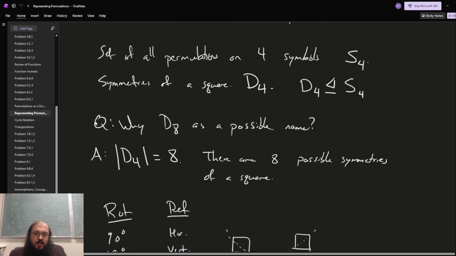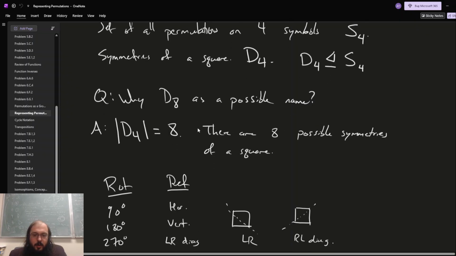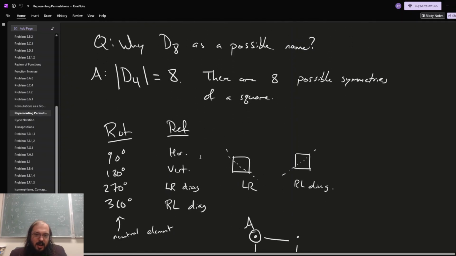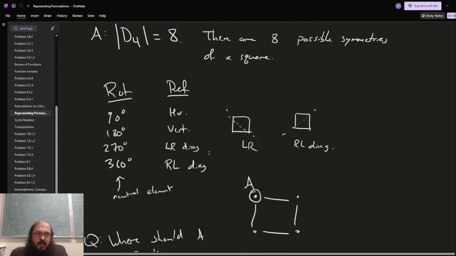So towards this, we have this question, which is why D4 as the symbol and not D8 when you have 8 things? The reason is, as I've already notated, there are 8 possible symmetries. I've listed them out here again, 4 rotations and 4 reflections. But we're going to call this D4 just because it seems easier to remember that there are 4 vertices and there are 4 symbols. So D4 is a subgroup of S4.